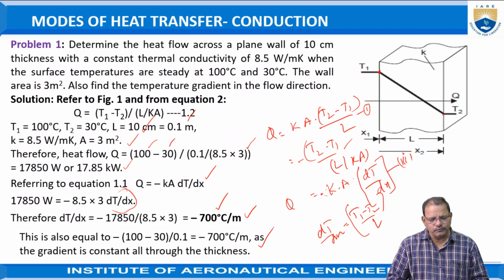Sometimes this is also called thermal resistance. From this relationship, the value of dx divided by Ka, that is L by Ka, is called thermal resistance.